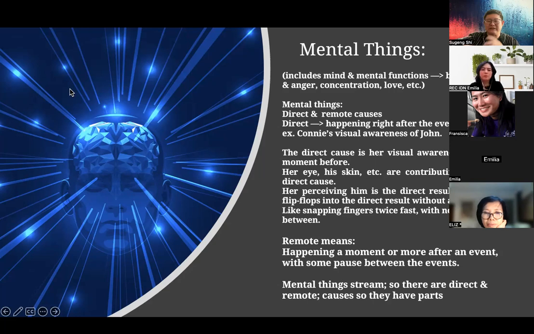So we see that when I am telling you there is a visual awareness and then there's a perception, that means there are two parts already. This is direct. Remote means one event, pause, another event. This also shows that there are parts in our mental awareness. So we can say that everything has parts, right?